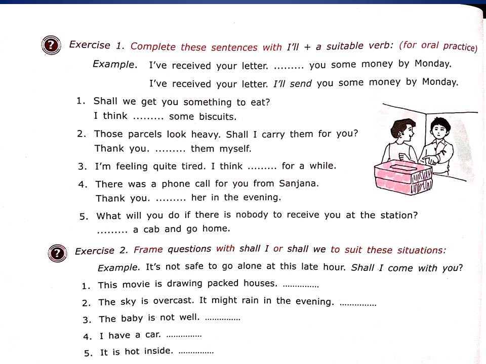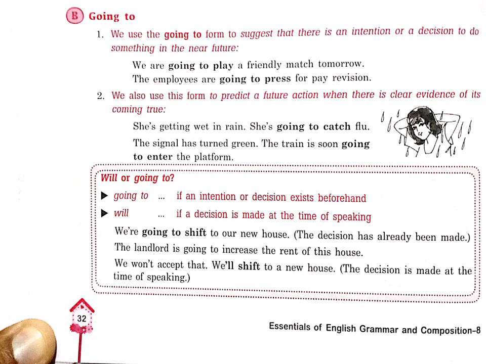Let's go to next. Going to. Now see, we use the going to form to suggest that there is an intention or a decision to do something in the near future. Right, everyone? We are going to play a friendly match tomorrow. The employees are going to press for pay revision. Right? Now you need to see, we use the going to form to suggest there is an intention or decision to do something in the near future, right?